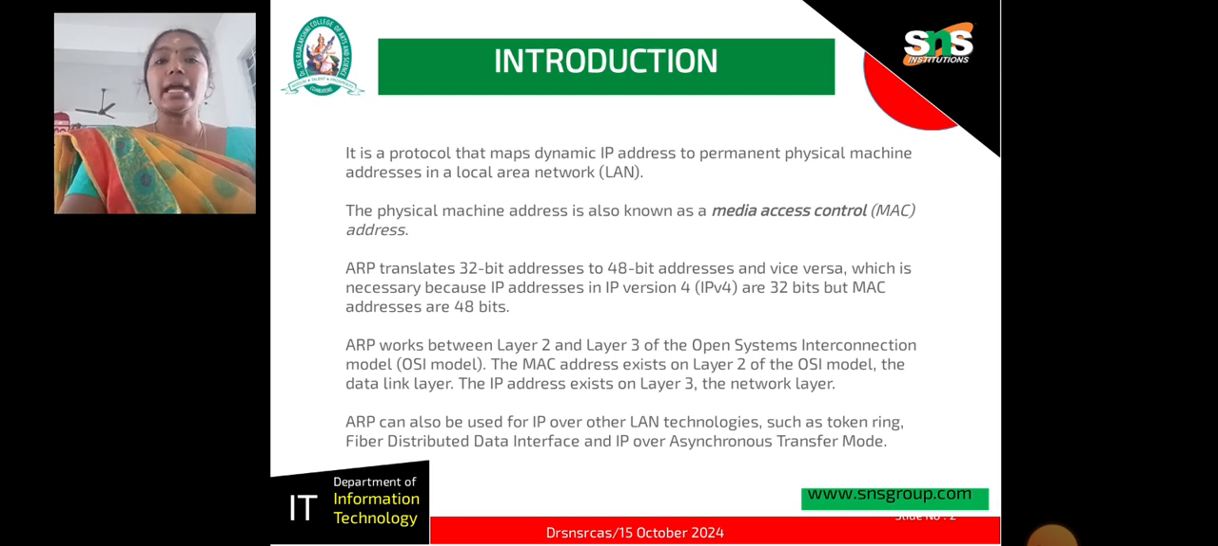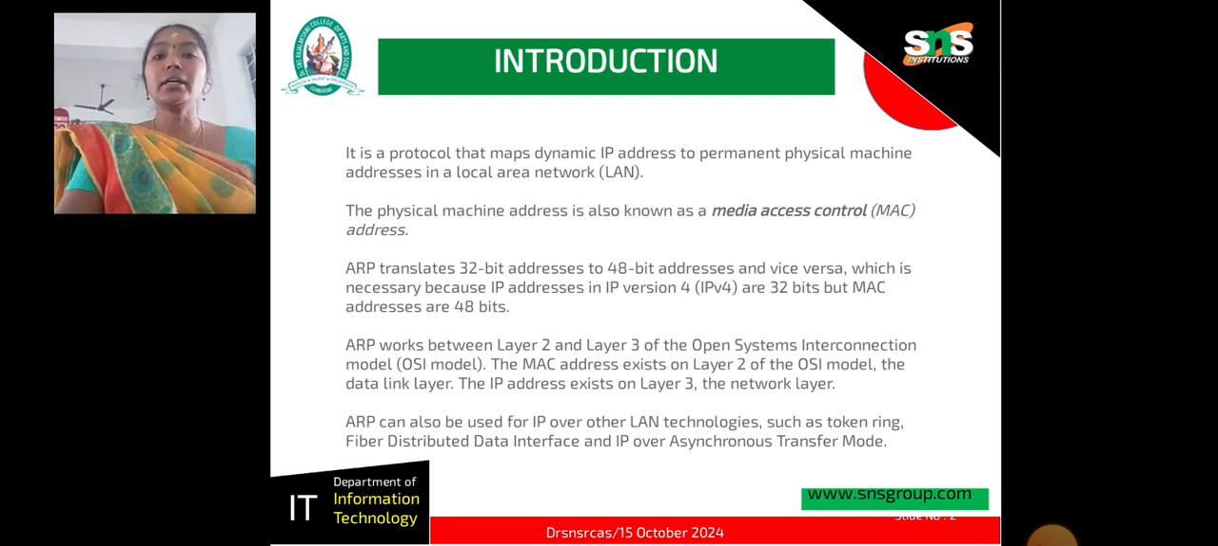So what ARP does is translate 32-bit addresses to 48-bit addresses. The IP address is essential in networks. There are two versions of the protocol. One is IPv4, which is very basic and has only 32-bit addresses, which were used traditionally.